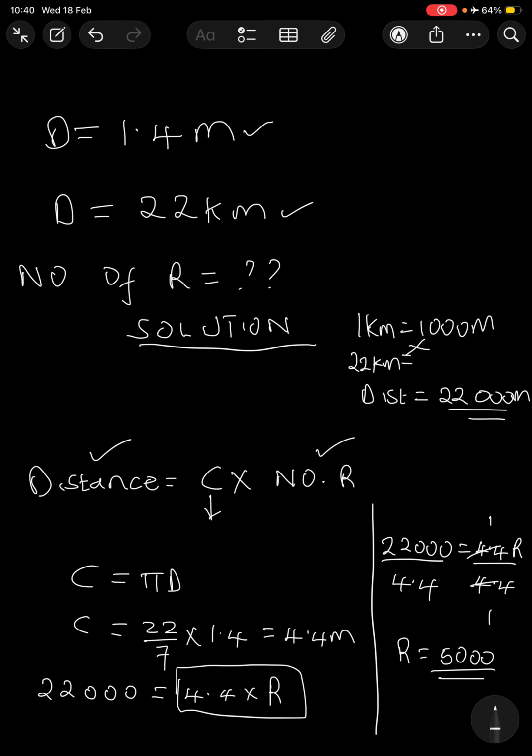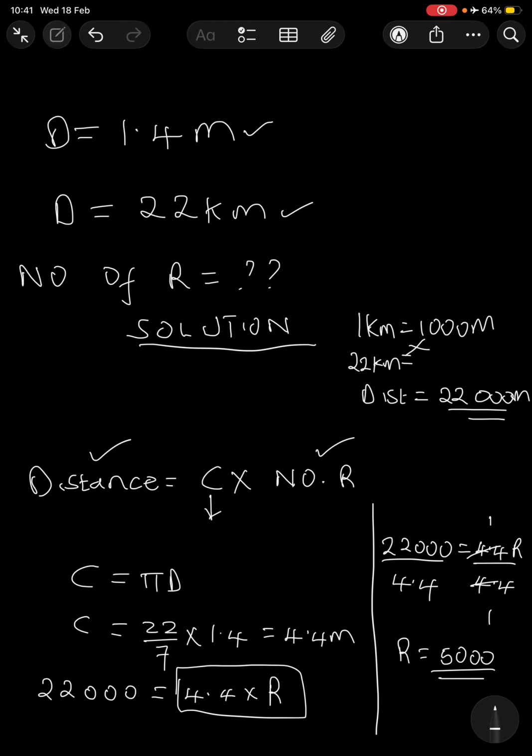So distance is equal to circumference times the number of revolutions. How can we get the circumference? Circumference is equal to pi d. Work out the circumference, and I got 4.4 meters. After that, substitute to our formula, which is distance is equal to circumference times the number of revolutions. Now, can you get the value of R? So the value of R is equal to 5,000.